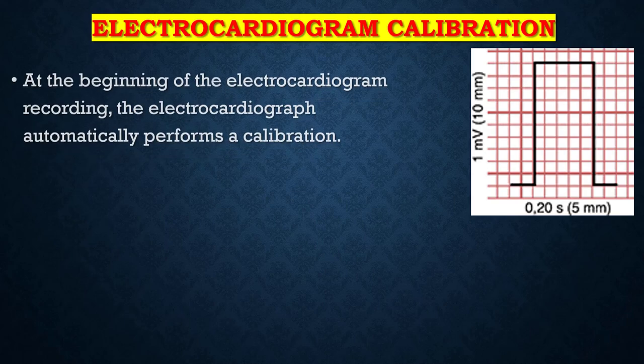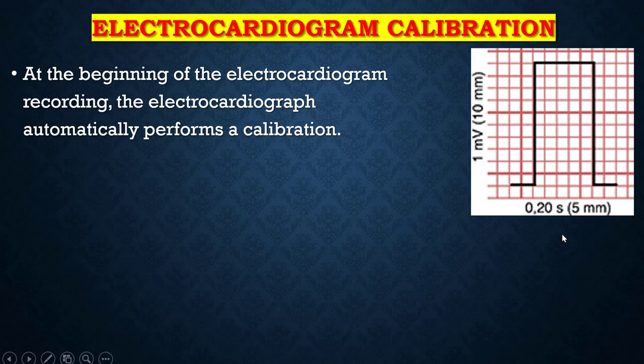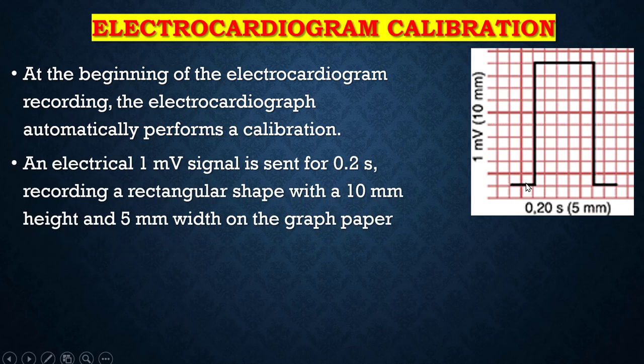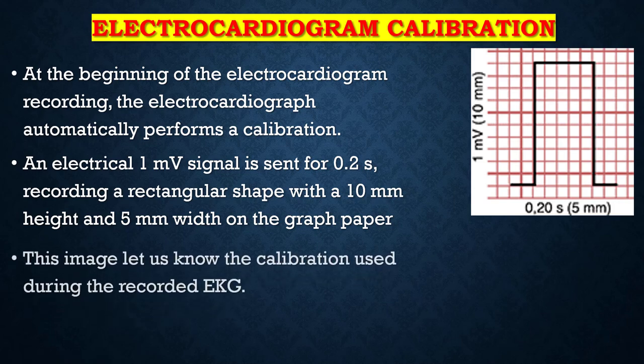Electrocardiogram calibration. At the beginning of the electrocardiogram recording, the electrocardiogram automatically performs a calibration. An electrical 1 millivolt signal is sent for 0.2 second, recording a rectangular shape with a 10 millimeter height and 5 millimeter width on the graph paper. This image lets us know the calibration used during the recorded ECG.